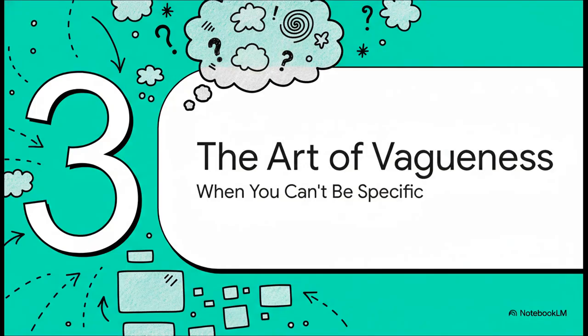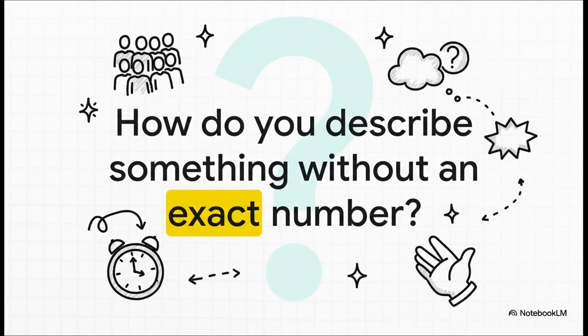So we've talked a lot about being specific, but what happens when you can't be? Sometimes you just don't know the exact number of something. And guess what? There's a tool for that too. I mean, think about it. You're talking about a bunch of friends, or how much time you spent doing something. You can't really say, I spent 42 minutes and 12 seconds there, right? So how do you talk about these things when you don't have a precise number?